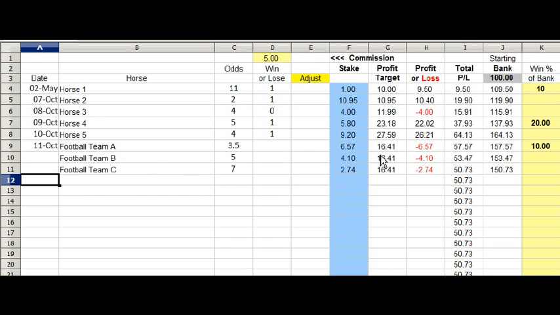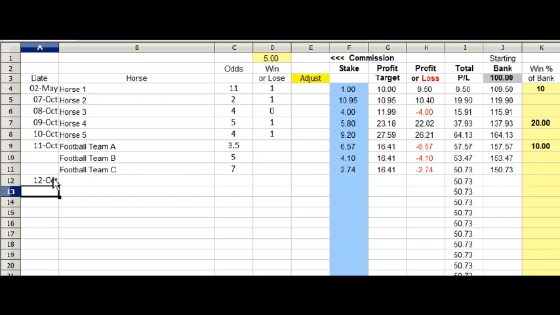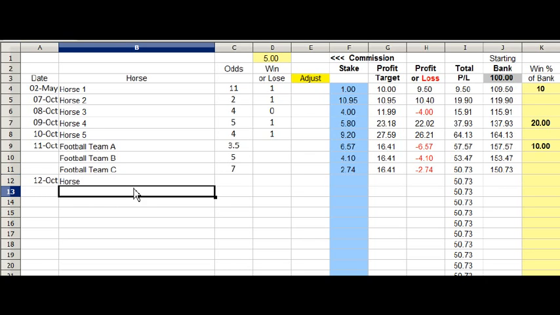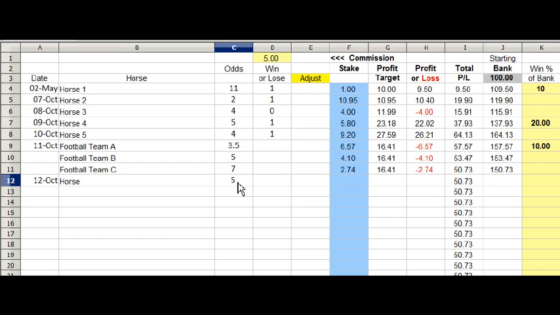Now if we fill those blanks with losers, we've had a few losses and our bank is at 150. So if we put a date in now, we'll be aiming for 10% of that 150. So I'll just put another one in, 12th of October, and a horse or something, and put some odds in. And you can see now that we've got a profit target of 15.07, which is 10% of 150.73. So you can see now that this date controls your profit target each time.